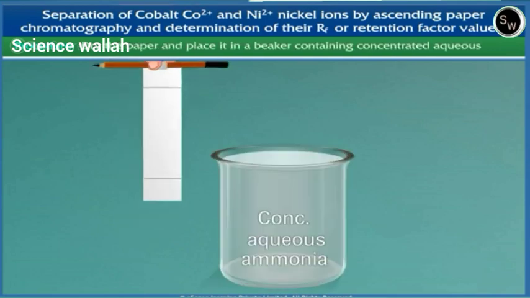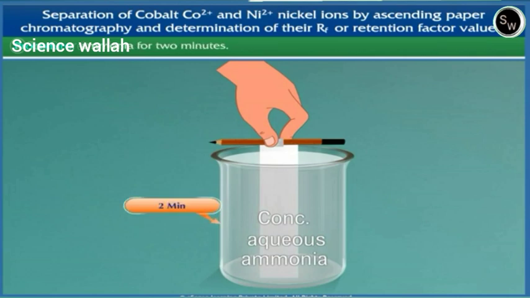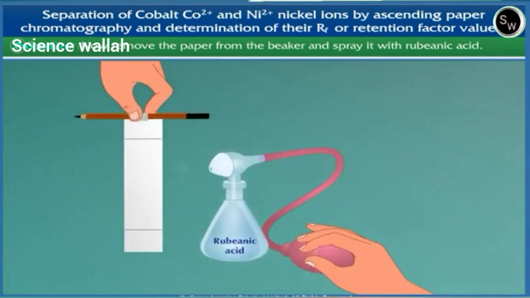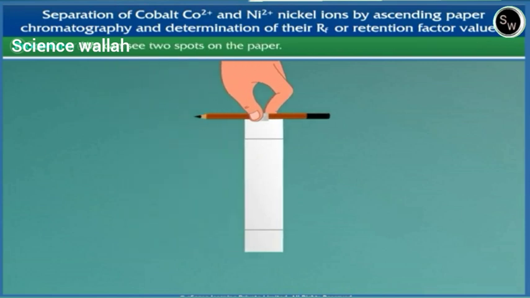Dry the paper and place it in a beaker containing concentrated aqueous ammonia for 2 minutes. Now remove the paper from the beaker and spray it with rubeanic acid. Dry the paper. We can see 2 spots on the paper, a blue-purple spot and a yellow-orange spot. Mark the spots developed. The blue or purple spot is of nickel ions and the yellow-orange spot is of cobalt ions.